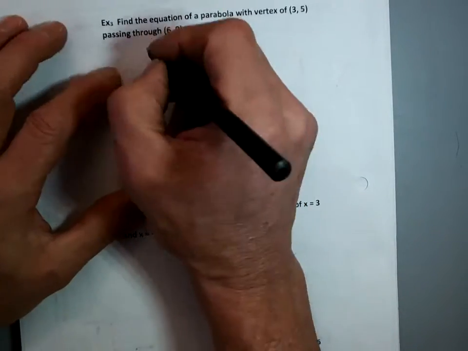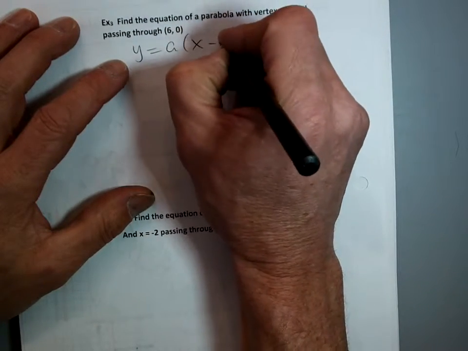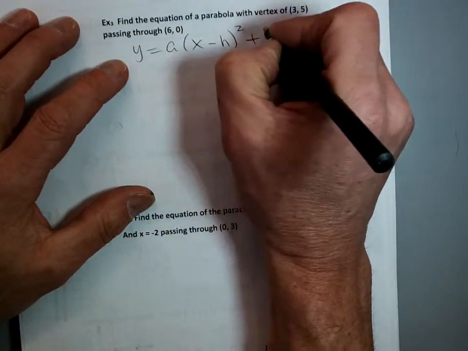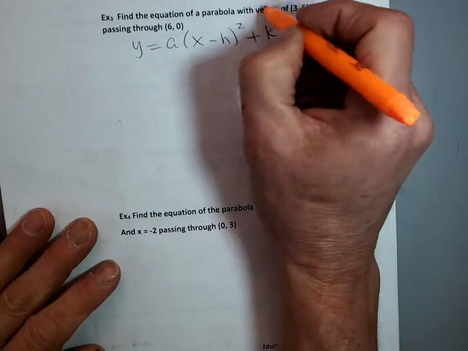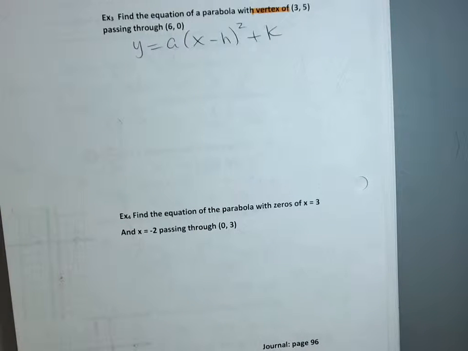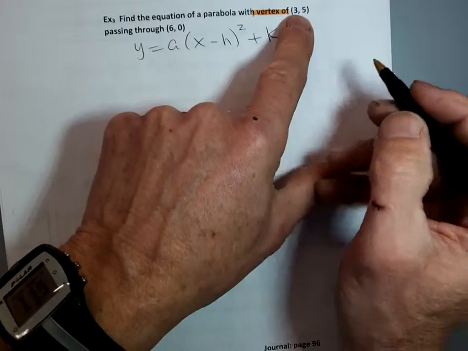I can go, okay, y equals some a times x minus h squared plus k. Now, I'm not going to use the formula I gave you today because it was giving me a vertex, right? So we've got 3 formulas. We've got standard form, we've got vertex form, and now we've got intercept form. All right, so let's go ahead and plug the 3 and the 5 in here.